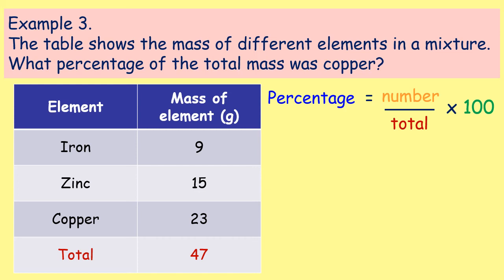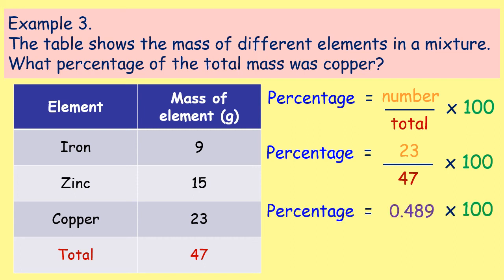Remember, it was our mass of copper, so our number is going to be the number for copper, which is 23. So our percentage is 23 divided by 47 multiplied by 100. Now, when we do that, we end up with 0.489 multiplied by 100, which gives us 48.9%. So again, sometimes percentages are not whole numbers, sometimes we need to use decimals.